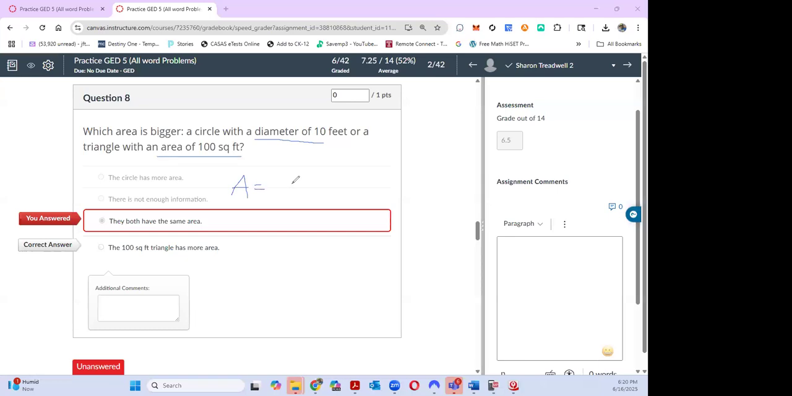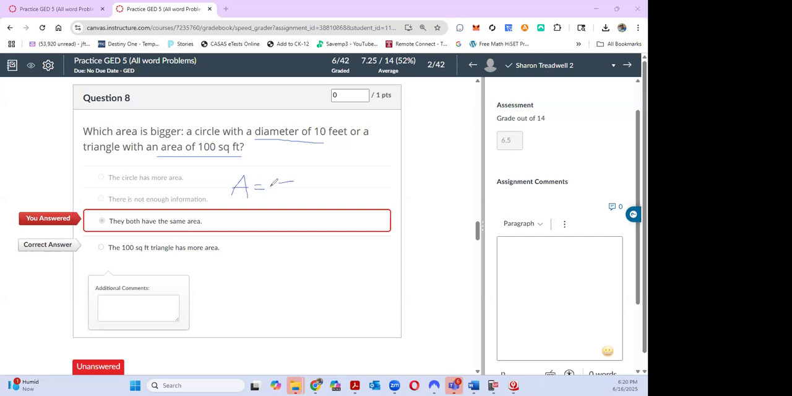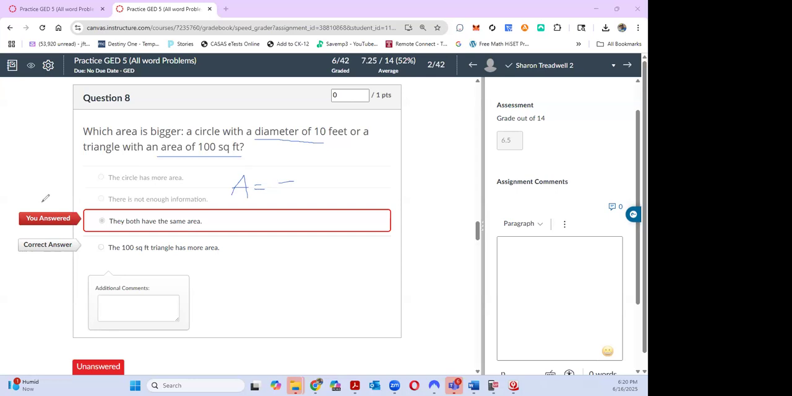Does anybody know the area of a circle? If you have your formula sheet out, pull out your formula sheet and tell me the area of a circle. What's the formula? Pi r squared, pi times radius squared, to the second power, right?